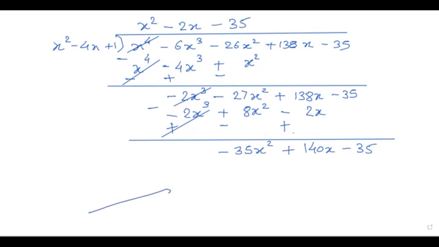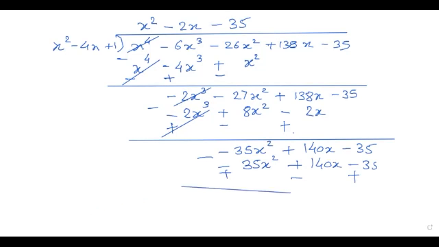Minus 35 into x square is minus 35x square. Minus into minus is plus 140x. And minus into 1 is minus 35. Because of minus, plus, minus and plus, everything has got cancelled. Has everything got cancelled, children, over here?